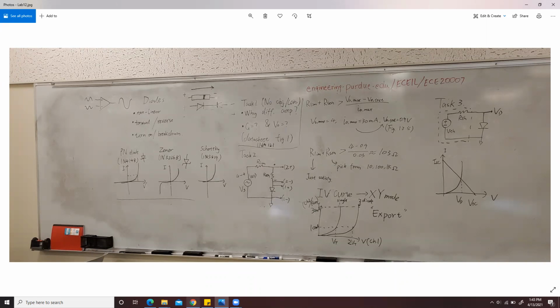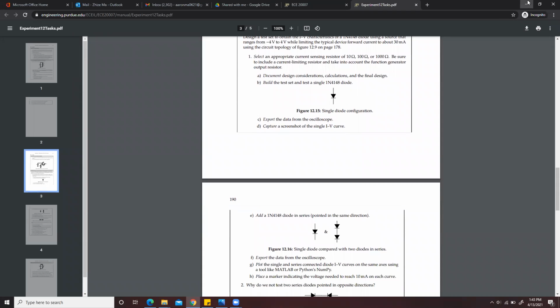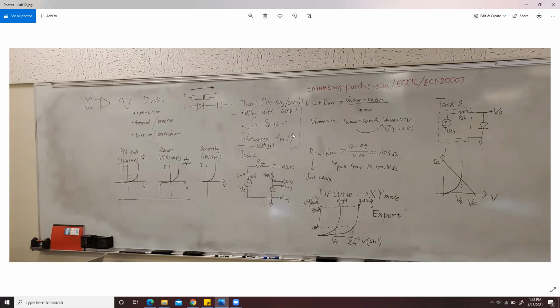Okay, then for the second task, you're going to start to measure the IV curve. So what's the IV curve? Basically, you draw the plot where the y-axis is the current across your component, and the x-axis is the voltage across the component. That's called the IV curve.